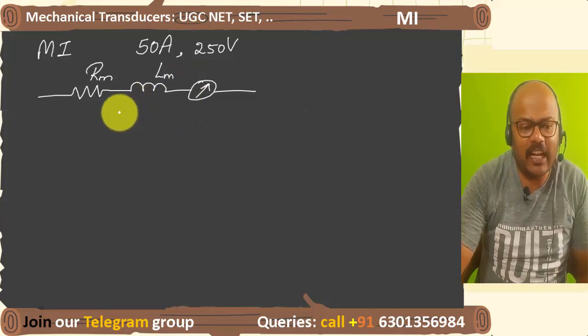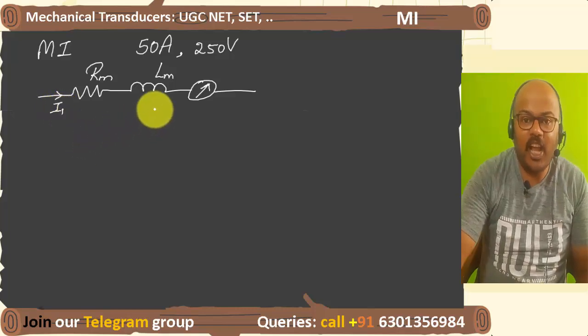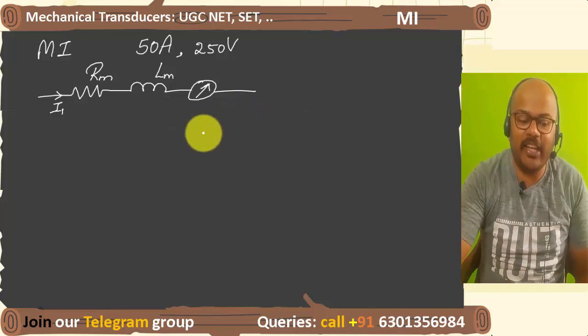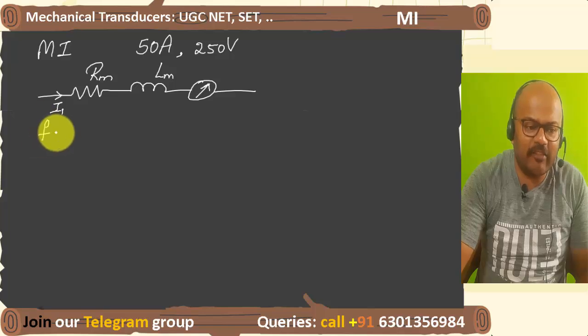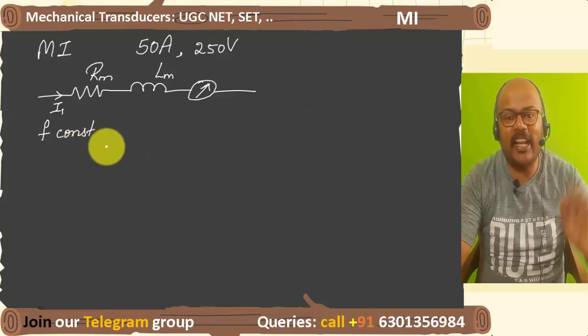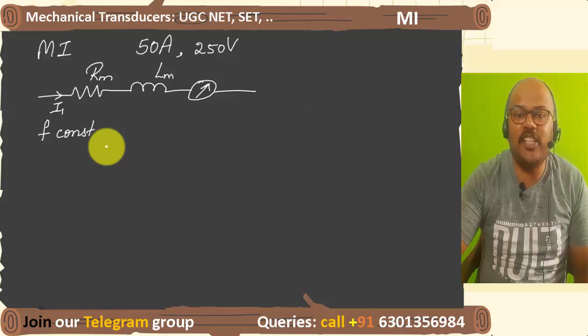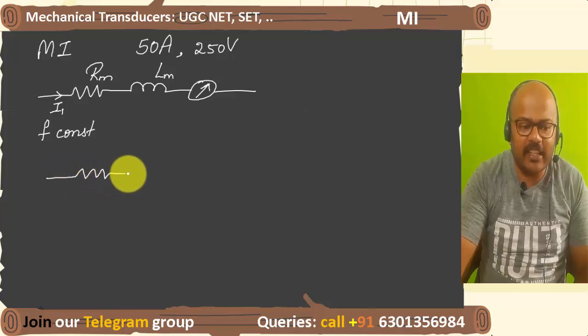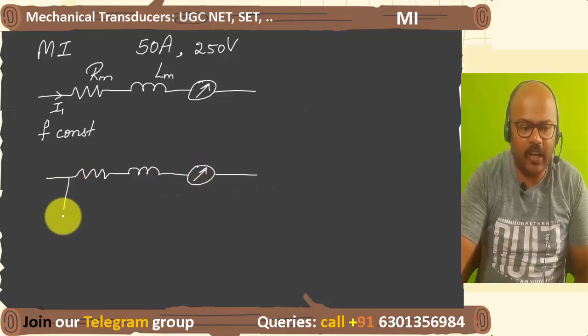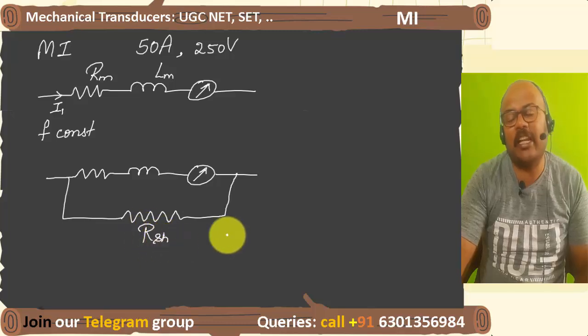Now assume that the current is flowing, from 0 to I1 is the current that it can read. Now we have to increase this value. Assume that there is no frequency variation; the frequency is constant. Then this meter is valid. Now if you want to increase the range, one extra resistance we need to connect in parallel.